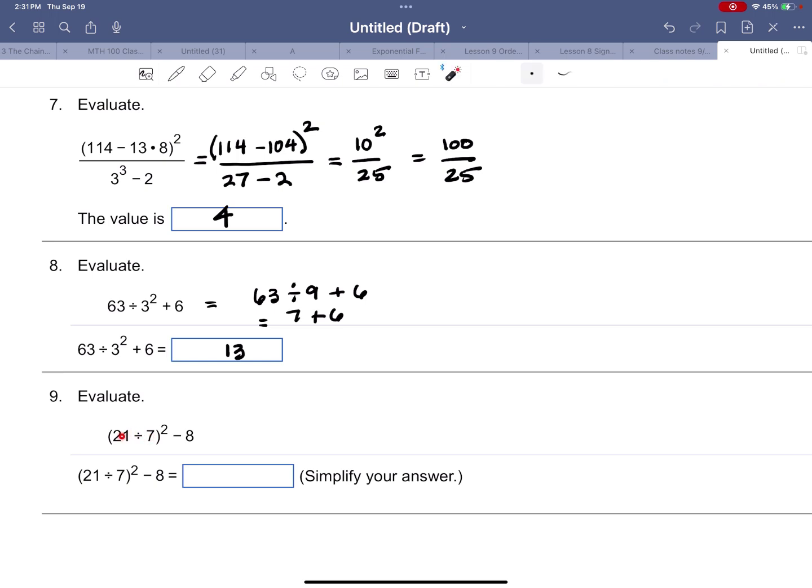Number 9, we have parentheses, we have an exponent, we have a divide, and a subtract. So we're going to do parentheses first, then our exponent, then divide, and we're going to subtract last. So that's 21 divided by 7 is 3 squared minus 8. 3 squared is 9. 9 minus 8 is a final answer of 1.